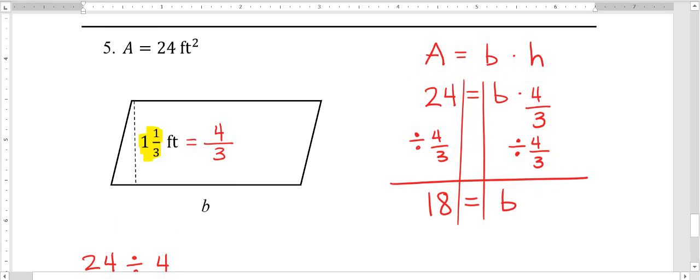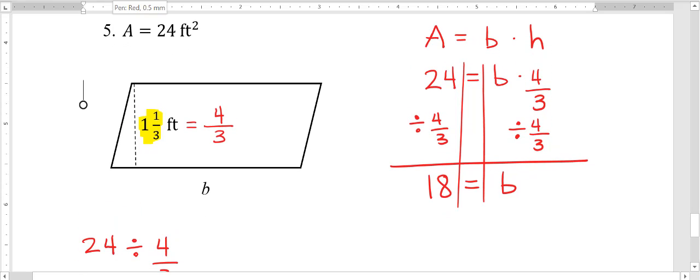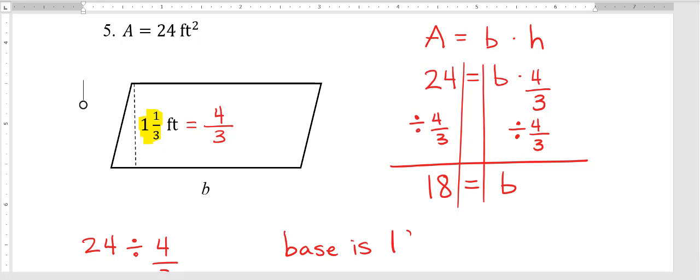So now let's answer the question. I wanted to find the missing dimension. My base is going to be 18 what? What's my unit? 18 feet. Good. That's my answer.